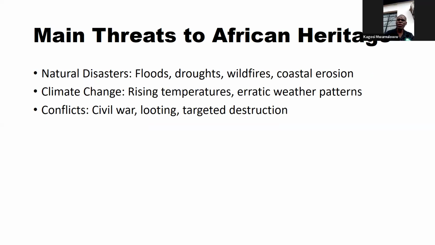So what are the main threats to African heritage? In terms of the threats, what has been established is that under natural disasters we have floods, wildfires, and coastal erosion. And when it comes to climate change as a major threat, we have rising temperatures and erratic weather conditions or patterns.